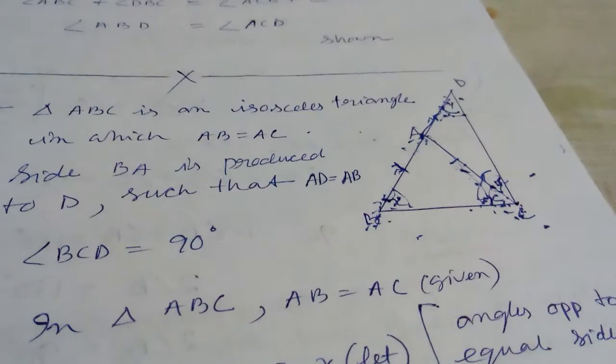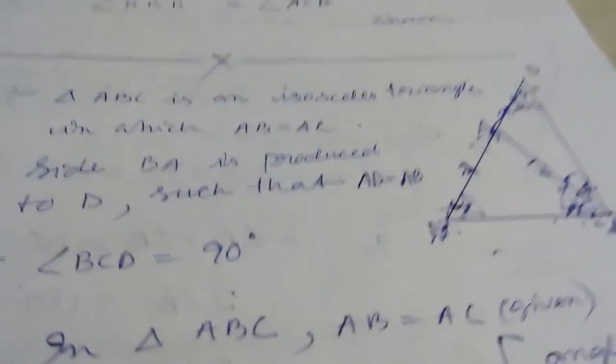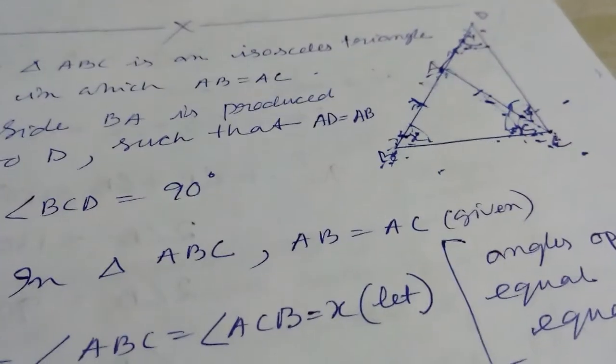Now you try to understand, and your homework is 4, 7 and 8. They are also very easy sums.